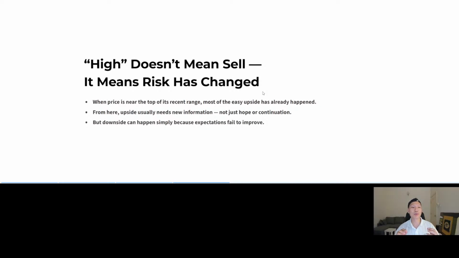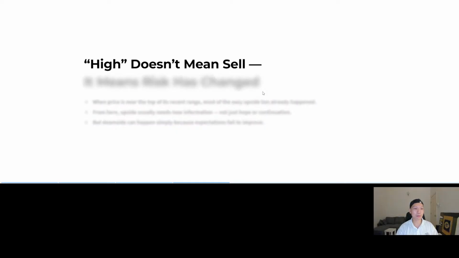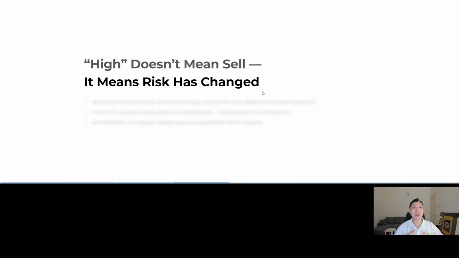So here's what I want to tell you: high doesn't mean sell. High doesn't mean it has reached the top and it's time to sell because the buying momentum is slowing down, and then you short it. No, guys, I want you to remember, high doesn't mean sell. It means the risk has changed. The risk that we're going to take when we go into the market has changed.